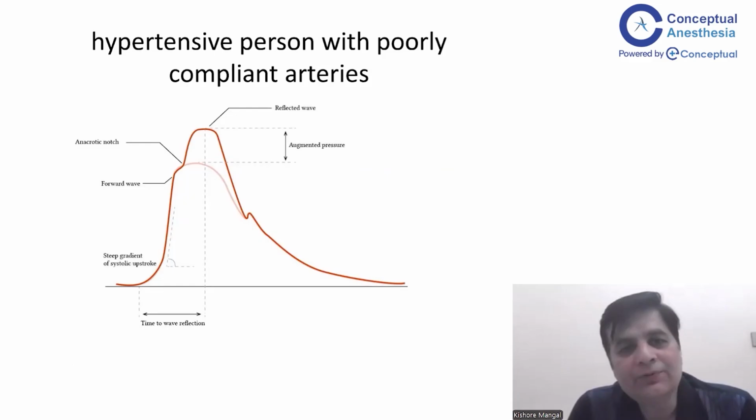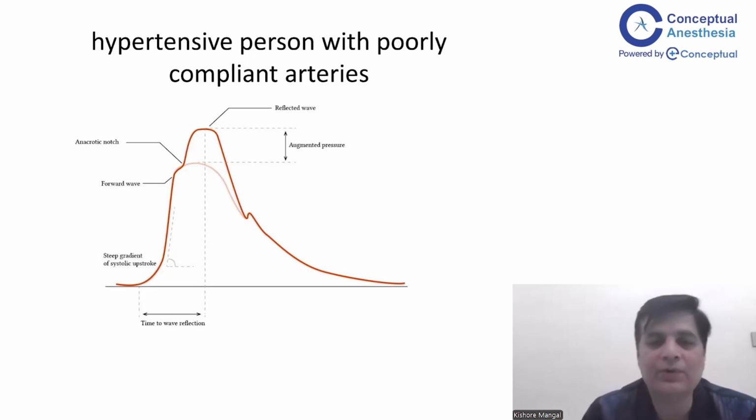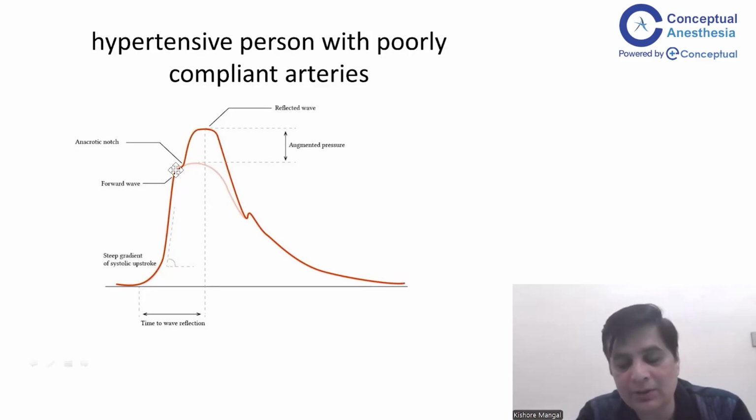So what will happen if a patient with poorly compliant arteries is presented to you, usually a hypertensive elderly patient? In that case the arteries are getting stiff. Once the arteries are getting stiff, then what will happen? The reflection will be increased. When this reflection increases, it will be shown as an increased reflected pressure. So we will see a very prominent anacrotic notch in such patients if we put the line in the central arteries.